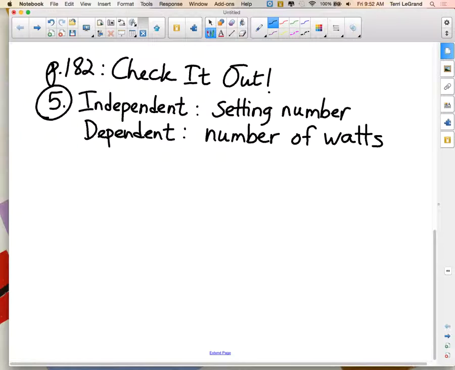Okay? Well then, now that we've decided what the independent and the dependent variable are, the next thing we need to do is decide what's the function rule here. What do we do to the independent variable? What do we do to the setting number to get the total number of watts? Remember, the setting number is in control. What do we do with it? Multiply it by 500, don't we? Yeah. So we multiply that by 500.